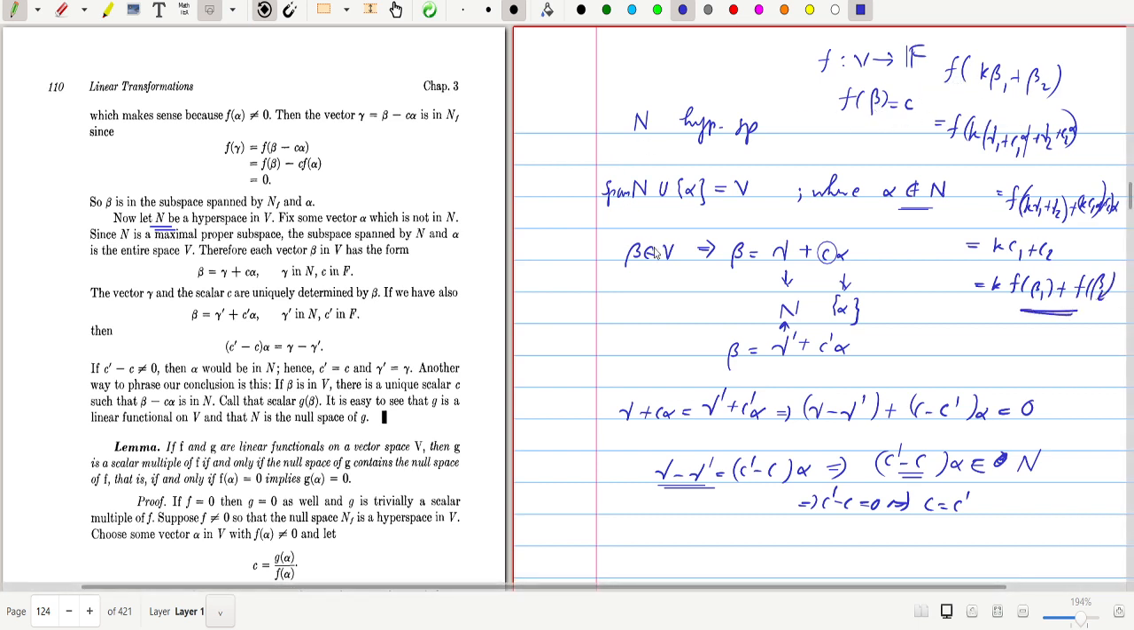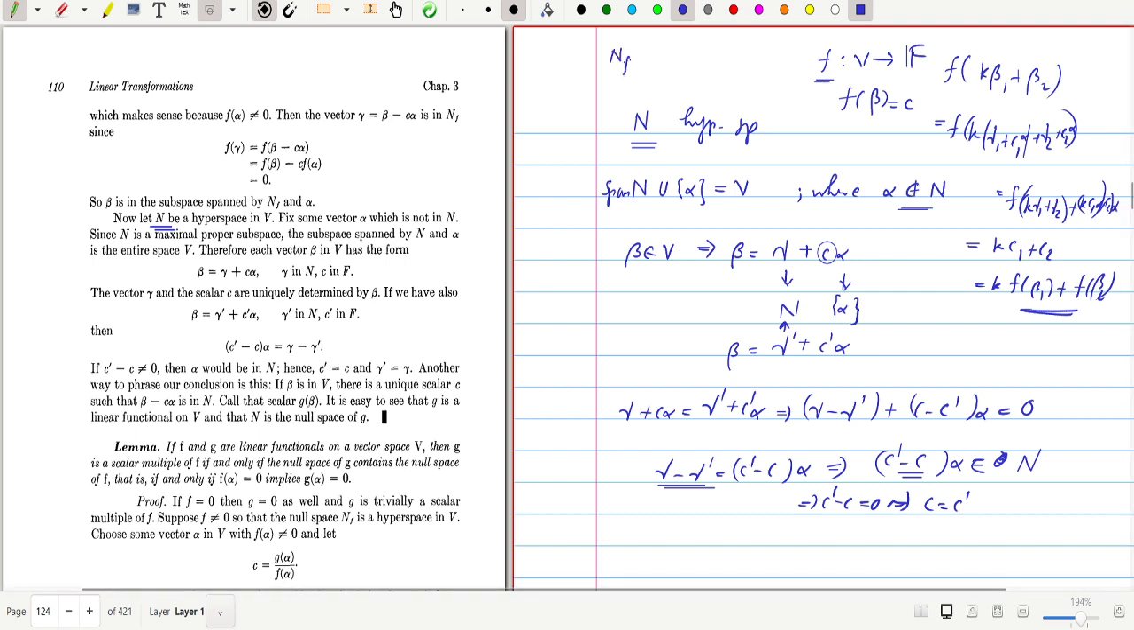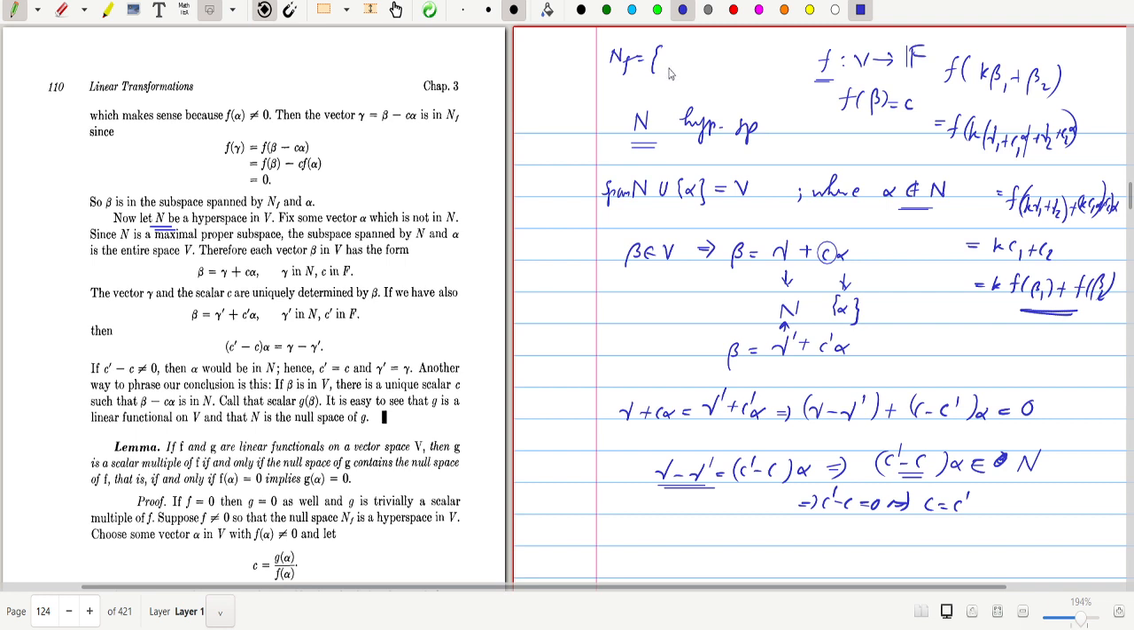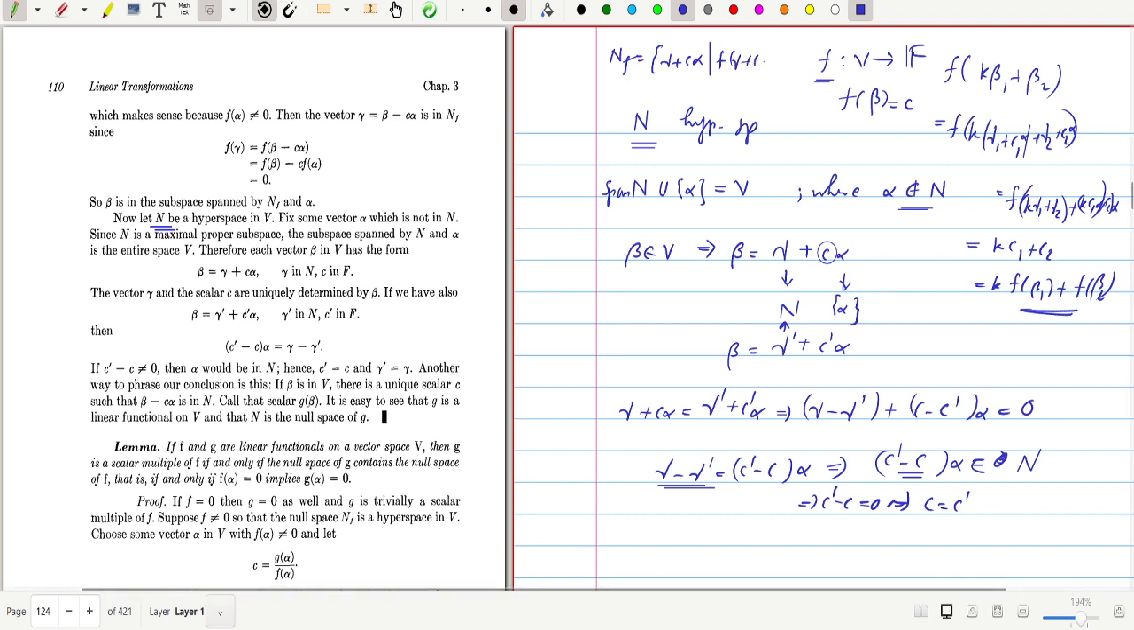So corresponding to any hyperspace N, there exists f such that f of beta is equal to 0 on N. We define this f in this manner. Now, what is the null space of this? Null space of f is defined as the set of all elements of V, which I'll write as gamma plus C alpha, such that f of gamma plus C alpha is equal to 0.